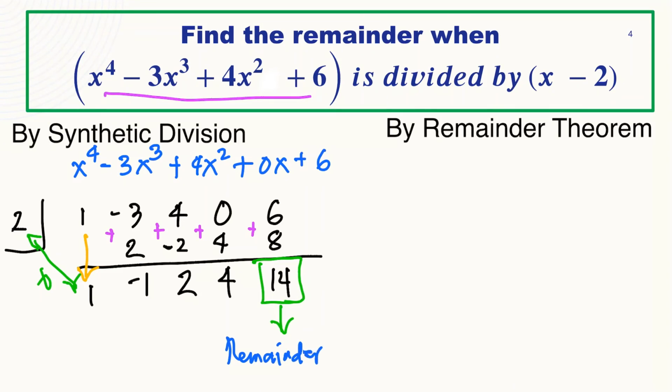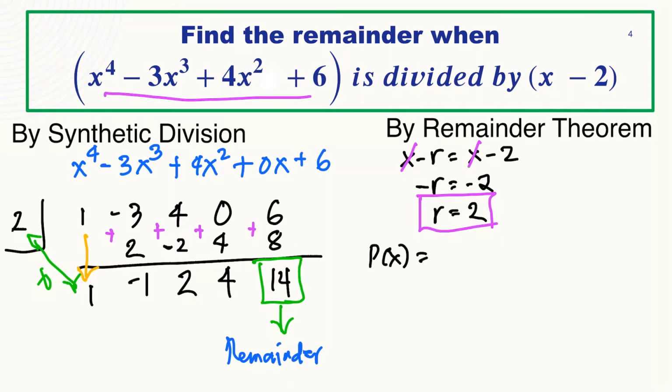Now let's do it by using the remainder theorem. Again, we need to solve for the value of small r. So x minus r equals x minus 2. The x will simply be cancelled out. So negative r equals negative 2. If we divide both sides by negative 1, that will give us r equals 2. So this is our small r. Now let's substitute that to our p of x. Our p of x is equal to x raised to 4 minus 3x cubed plus 4x squared plus 6.